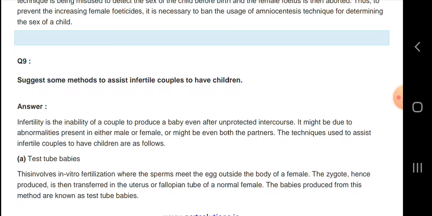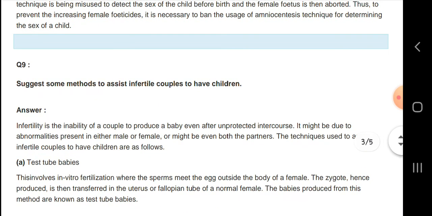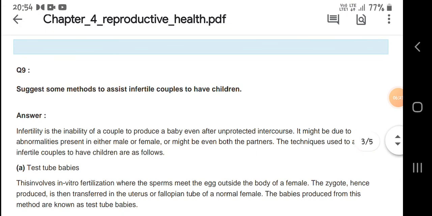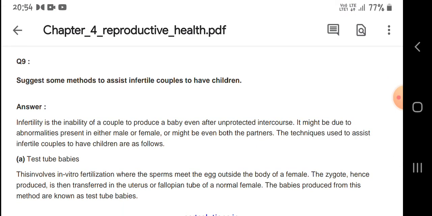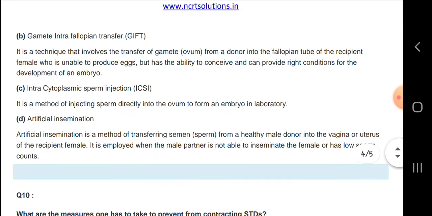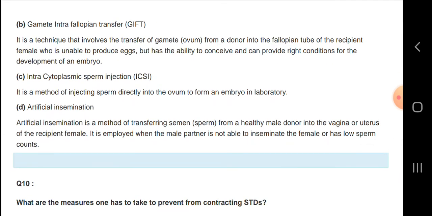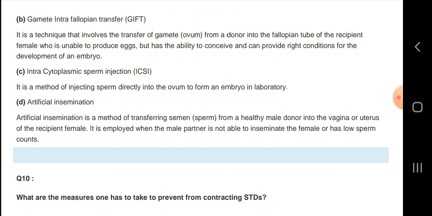Next, let us suggest some methods to assist infertile couples to have children. Infertility is the inability of a couple to produce a baby even after unprotected intercourse. It might be due to abnormalities present in either male or female, or might even be both partners. First, test tube baby. This involves in vitro fertilization, where the sperms meet the egg outside the body of a female, and the zygote hence produced is then transferred into the uterus or fallopian tube of a normal female, and the babies produced from this method are the test tube babies.